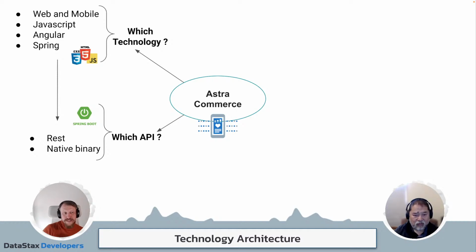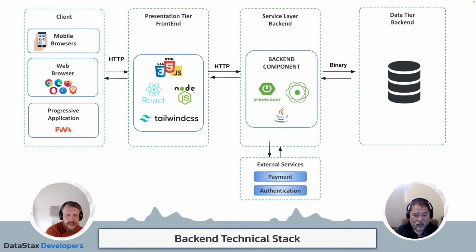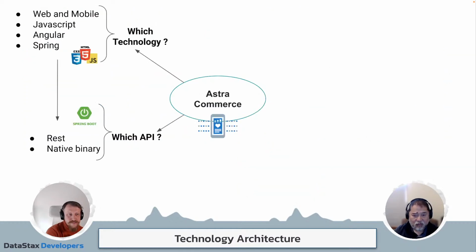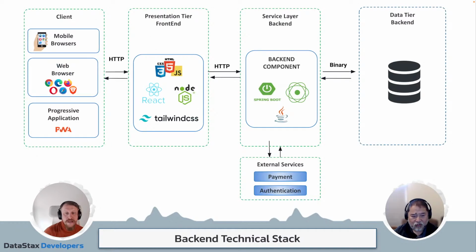So for our Astra Commerce application, we need to define which technologies and which APIs we are going to use. And the story here is very simple. For the front-end part, we are going with React. And for the API through which the front end communicates with the backend, we will go with plain old-school HTTP protocol. It is still a very solid solution for our REST calls. And for the backend component working with the database tier, we will use native drivers. External services are to be communicated with over HTTP.